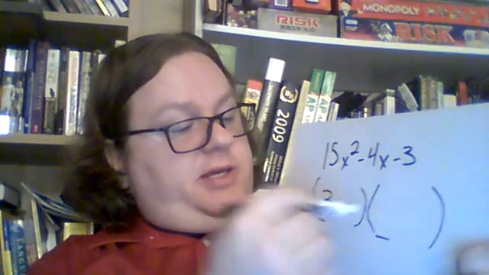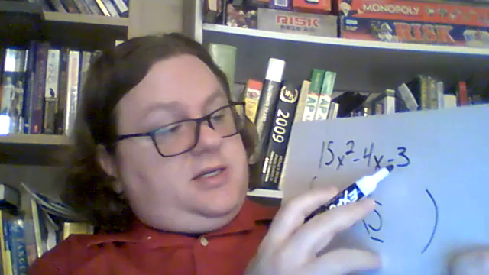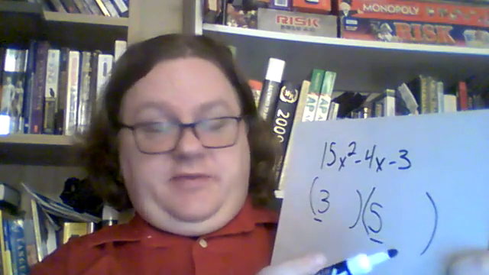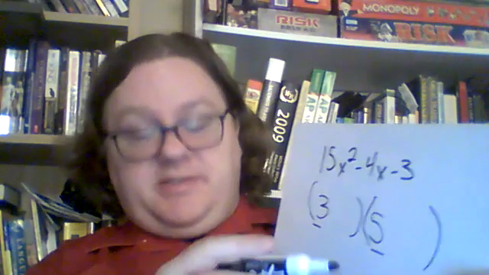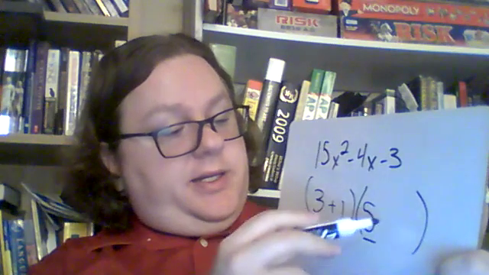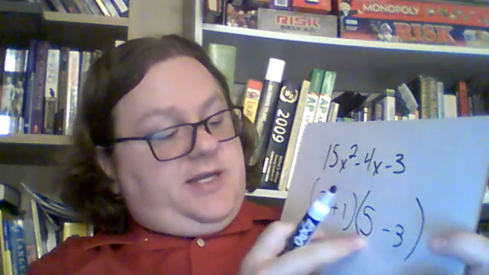So if they can multiply to be 15, we're going to guess that it's 3 and 5. So I'm going to put a 3 and I'm going to put a 5. And then the back number has to multiply to be a negative 3. So there's only two numbers that can make that, a positive 1 and a negative 3, or a negative 1 and a positive 3. I'm going to guess a positive 1 and a negative 3. And then I'm going to see if it works out.